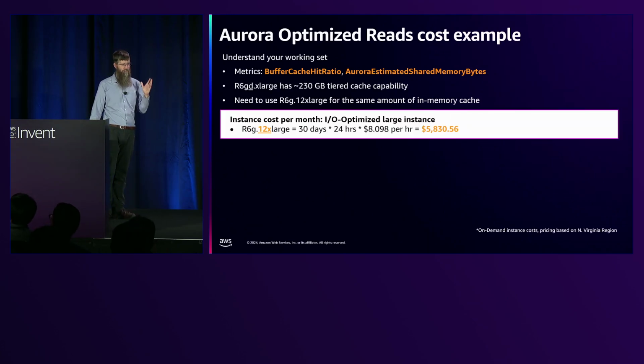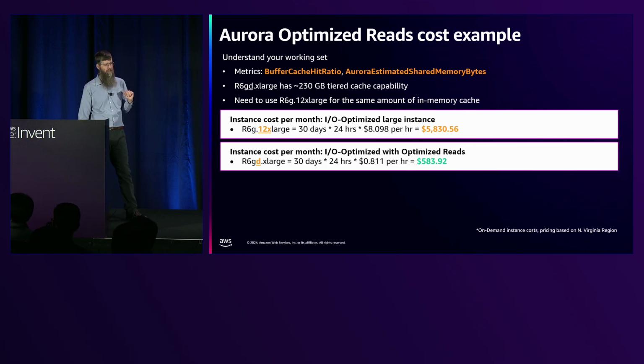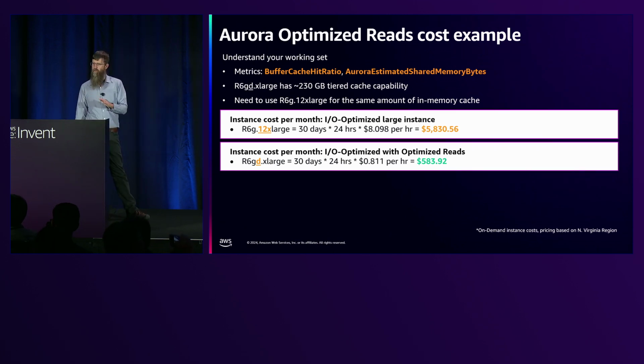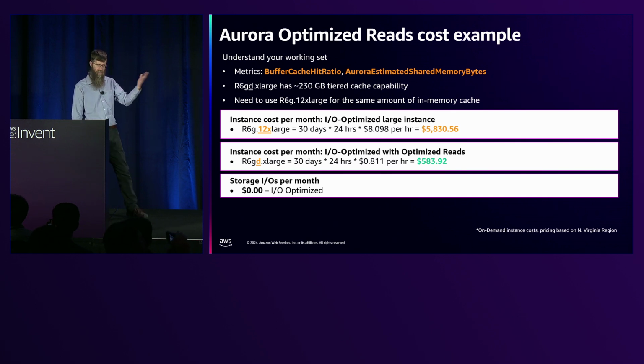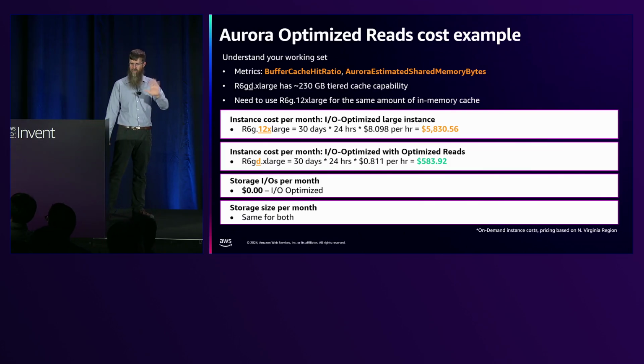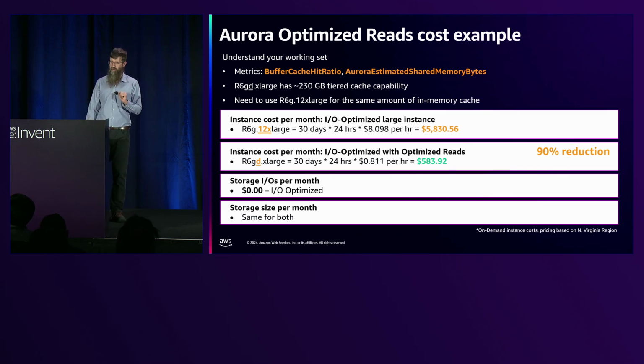Right, so what's that going to cost us? Well, the instance cost, if we choose the 12xlarge, that's going to be $5,830 roughly for a whole month. If we choose the GD.xlarge, different sizes, $583, it's 10 times less, right? So obviously, if the performance works out comparable for you, this is a much more economical option. In both cases, the storage IOs are included because we're using IO optimized, so that makes no difference. And the size is the same for both, so we don't consider it as a difference. Okay? So overall, 90% cost reduction. I think that's a pretty nice technique if you're using Aurora Postgres and it fits your model.